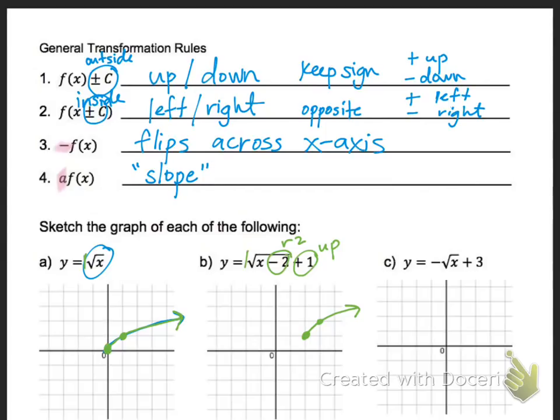Okay, looking at C, we notice that it flips the x-axis and it goes up 3. When you are doing transformations, always flip first, which you wouldn't think makes a big deal, but it can change the way your picture looks if you flip last. So I'm going to put a little note here, flip first.